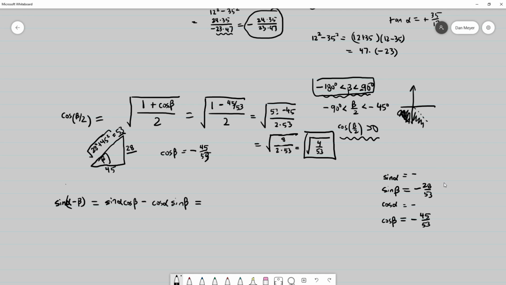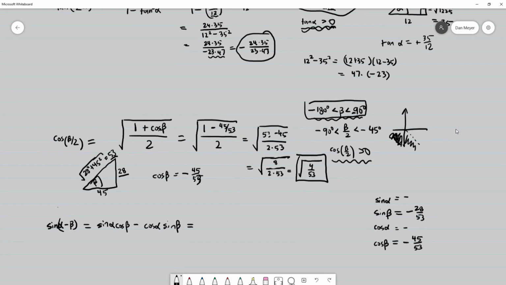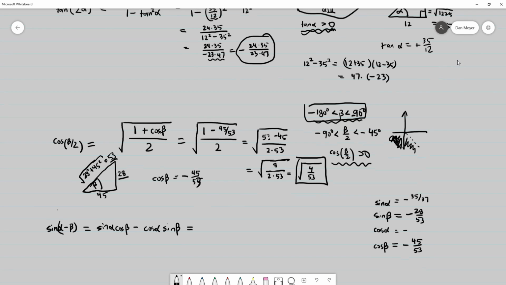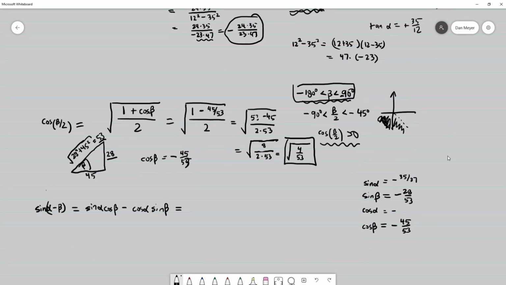Didn't leave myself a whole lot of room here. Referring back to my alpha triangle, sine of alpha is going to be 35 over 37, or rather, negative 35 over 37. And cosine of alpha, referring back to my alpha triangle up here, would be 12 over 37, or rather, negative 12 over 37.